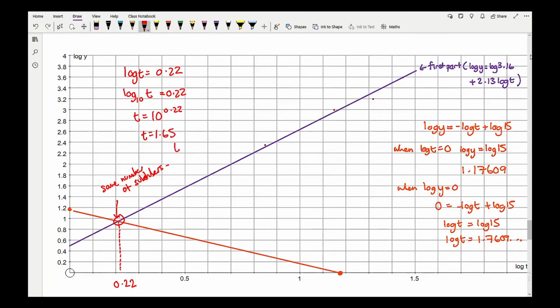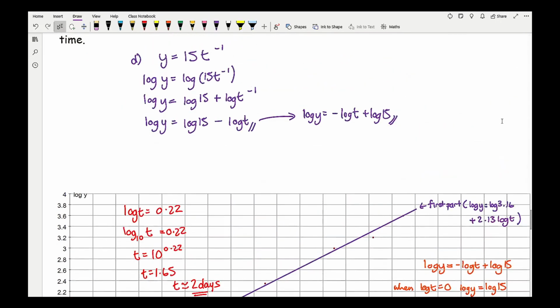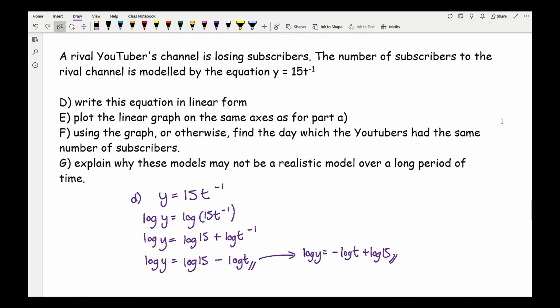And so therefore t is around about 2 days. So after 2 days, that's when they had the same number of subscribers. So then moving on to the latter part, it says, explain why these models may not be a realistic model over, I should say, a period of time. Now, there's several reasons which you could give for this particular example.